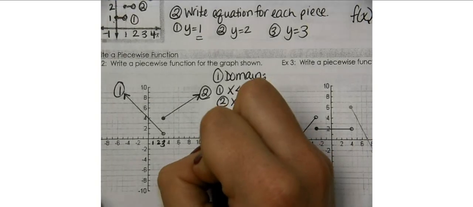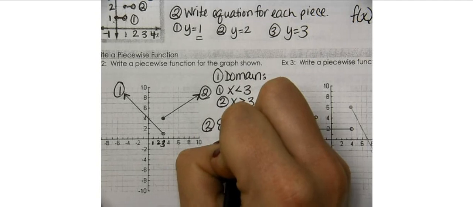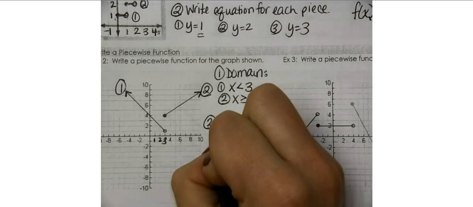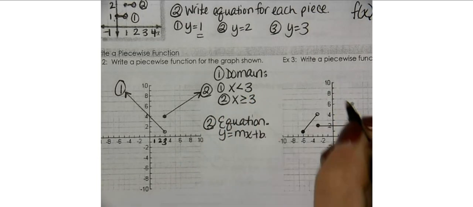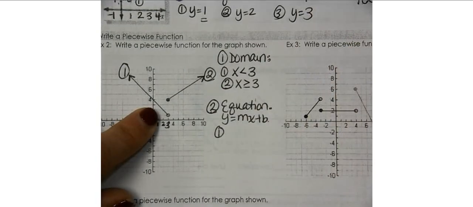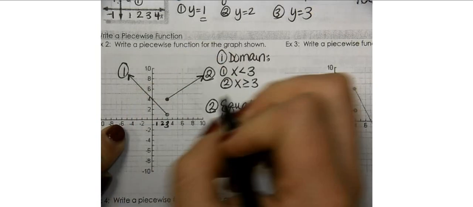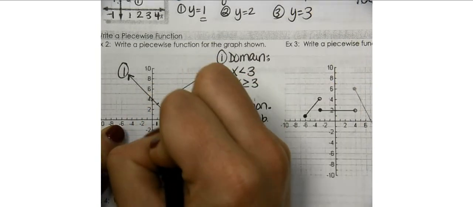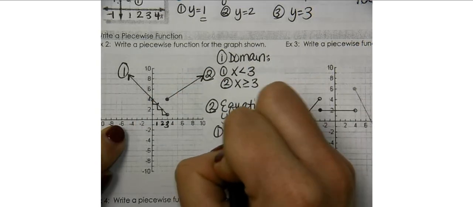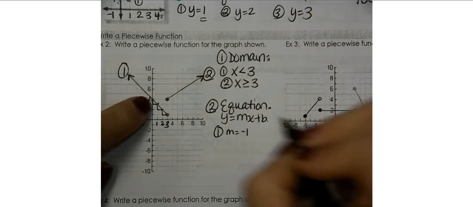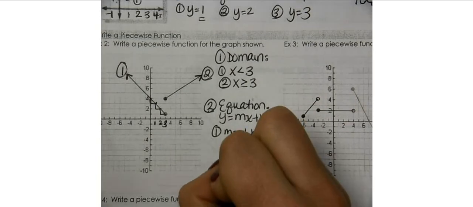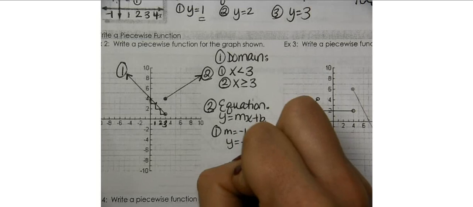Step number 2, we need to write an equation. So this is our equation piece. And these are pieces of lines. So they're going to be written in the form of y equals mx plus b. Let's talk about the first piece. So the first piece, let's see if we can identify the slope. So I'm just going to pick a couple of points, and it appears as if the slope is going down 1 to the right 1. So that means that my slope is equal to -1. My b value is going to be the number 4 because it's crossing 4. So my equation is going to be y equals -x plus 4.